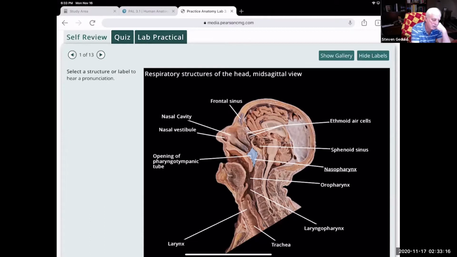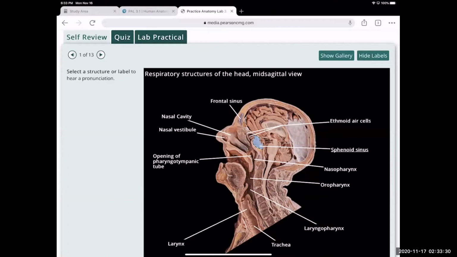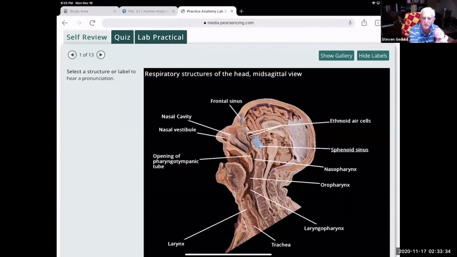The large sinus opening is your sphenoid sinus. That's inside the sphenoid bone as it connects to the base of the skull, base of the brain cavity. Then in front of the sphenoid sinus, anterior to it, you have the ethmoid air cells. So that's your sagittal section there.